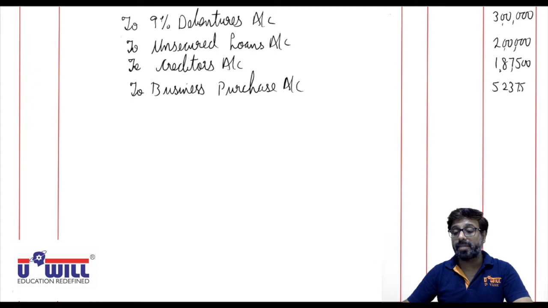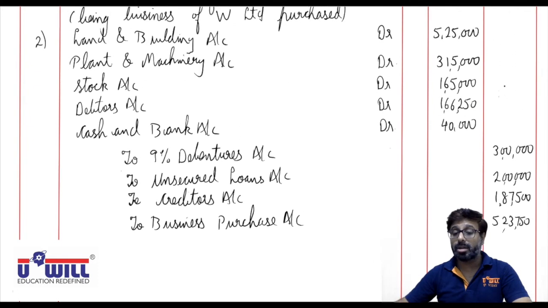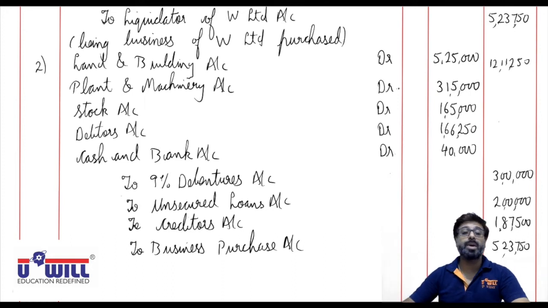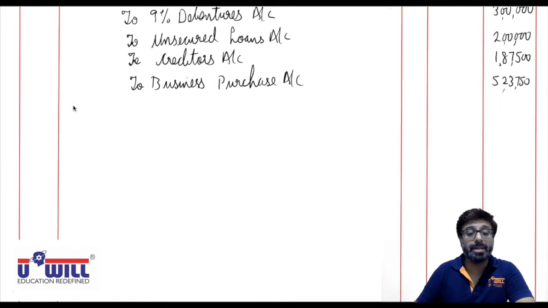Now after this entry we always have to verify debit is equal to credit or not. So debit 5,25,000 plus 3,15,000 plus 1,65,000 plus 166,250 plus 40,000, that comes to 12,11,250. We'll verify with the credit one, 3 lakhs plus 2 lakhs plus 187,500 plus 523750, and you'll find it comes to 12,11,250, being assets and liabilities of W Limited taken over.